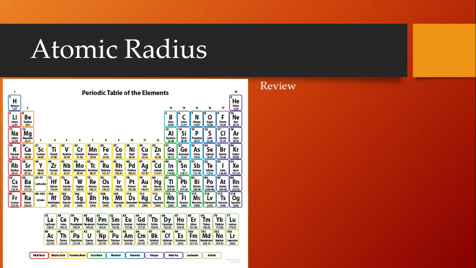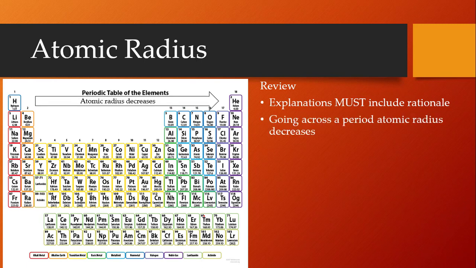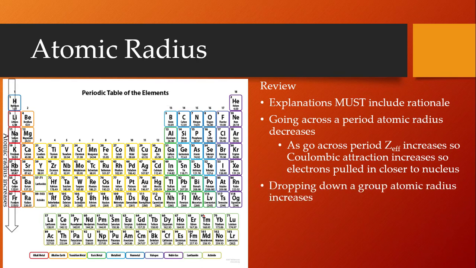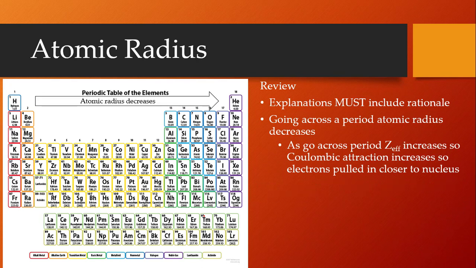So to review, first of all, remember, explanations must include rationale. Going across a period, the atomic radius decreases. So if you're asked, why is the oxygen atom smaller than a lithium atom, you can't say because oxygen is further to the right in the periodic table. That's a description. That's not a reason. The reason would be as you go across the period, effective nuclear charge increases, so Coulombic attraction increases. The electrons are pulled in closer to the nucleus, and therefore the atom gets smaller.